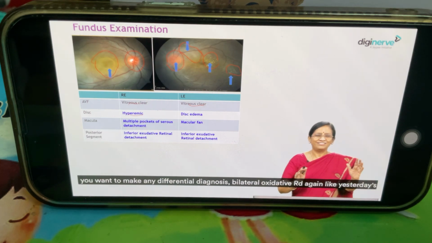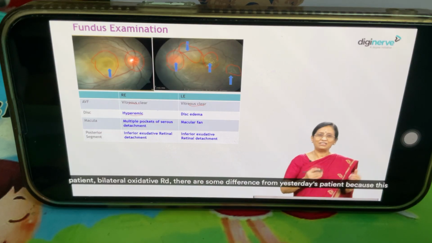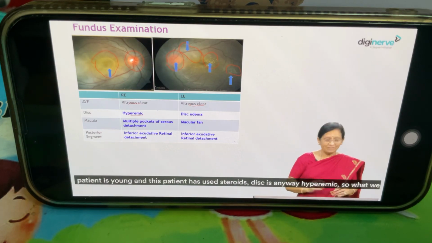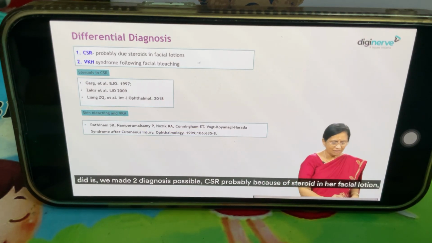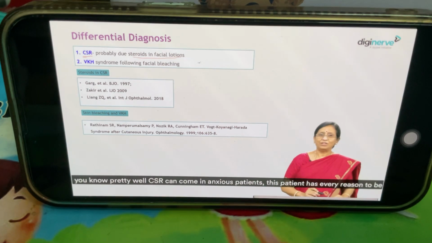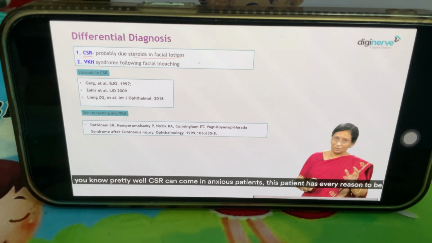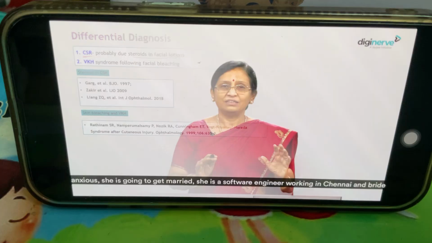Bilateral exudative RD again, like yesterday's patient. There are some differences from yesterday's patient because this patient is young, and this patient has used steroids. The disc is anyway hyperemic. So what we did is, we made two diagnoses possible. CSR, probably because of steroid in her facial lotion. You know pretty well, CSR can come in anxious patients. This patient has every reason to be anxious. She's going to get married.